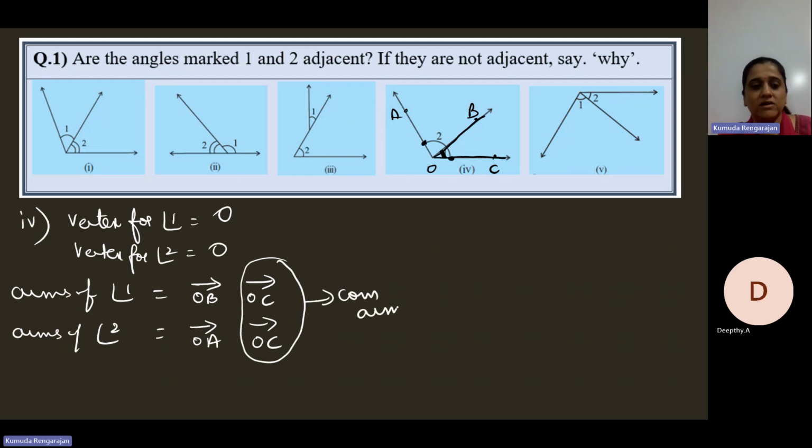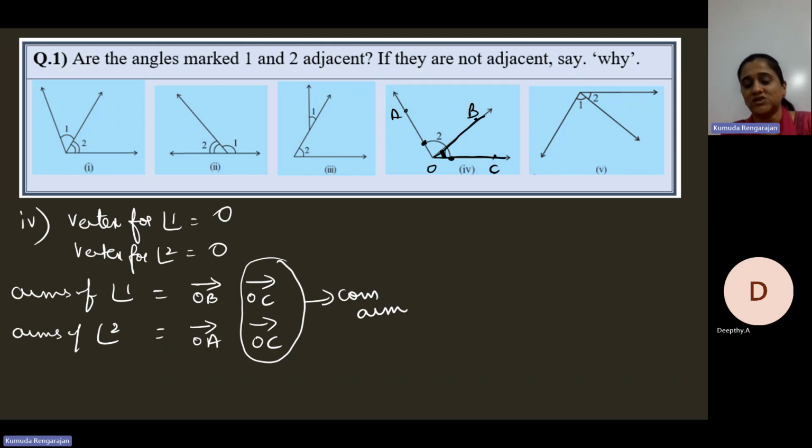Okay, so we have mentioned the vertices. Vertex for angle 1, O. Vertex for angle 2, O. So they have a common vertex. Vertex for angle 1 is O. Vertex for angle 2 is also O. So the two angles have a common vertex. That is satisfied. Next.